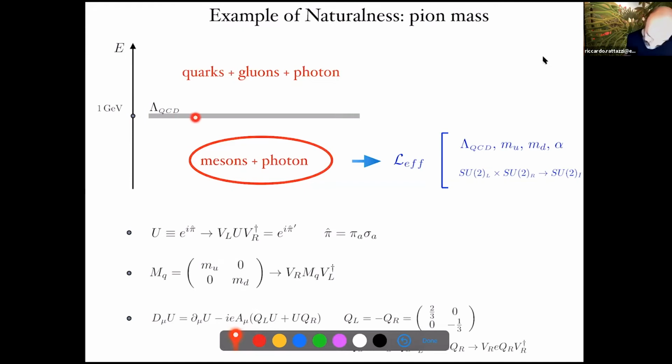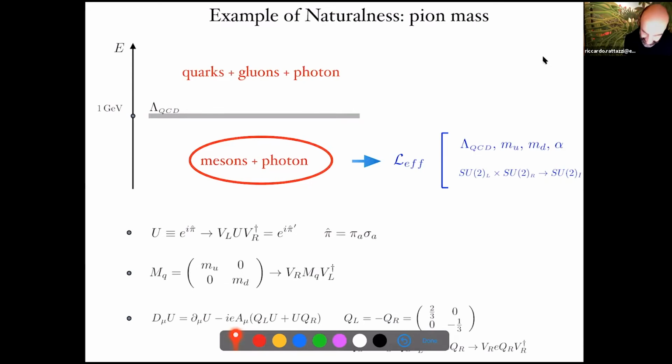Now, at the scale relevant for these dynamics, of course the whole theory has infinitely many parameters, but at this scale only a few matter, because the vast majority of them are associated with high dimensional operators and are invisible. The only parameters that matter are four of them: Lambda QCD, which is the scale of the strong interactions, the masses of the quarks, and the electromagnetic coupling. So these are your parameters.